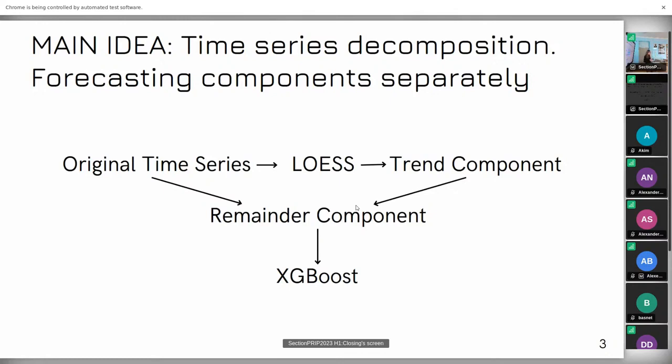The decomposed time series has several advantages because it separates the different components that contribute to the behavior of our original time series. By isolating the trend and the remainder components we can analyze them separately and model them separately, and it can lead to much better performance, more accurate and interpretable forecasts.